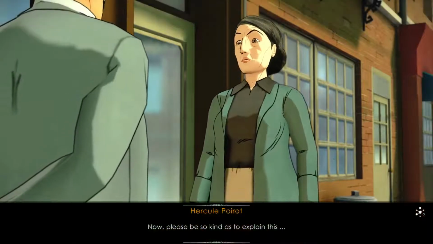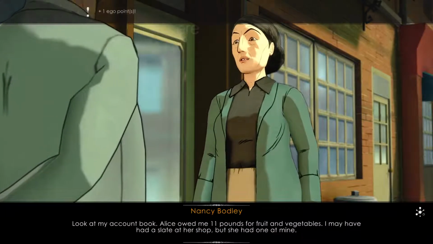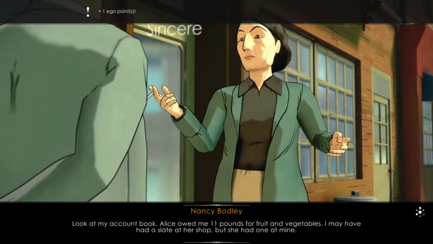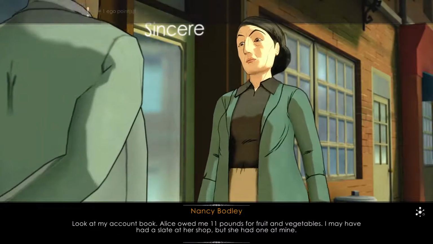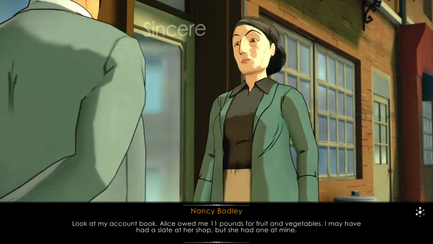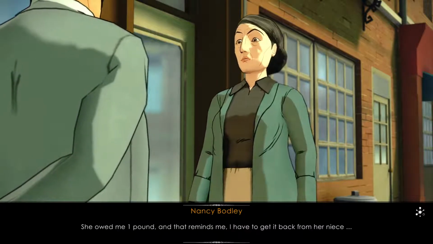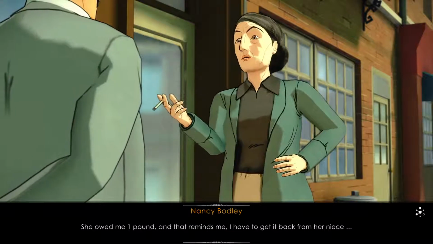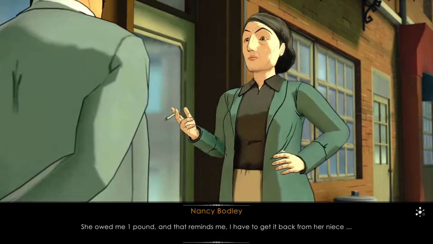Now, please be so kind as to explain this. Look at my account book. Alice owed me £11 for fruit and vegetables. I may have had a steak at her shop, but she had one at mine. She owed me £1. And that reminds me I have to get it back from her niece.